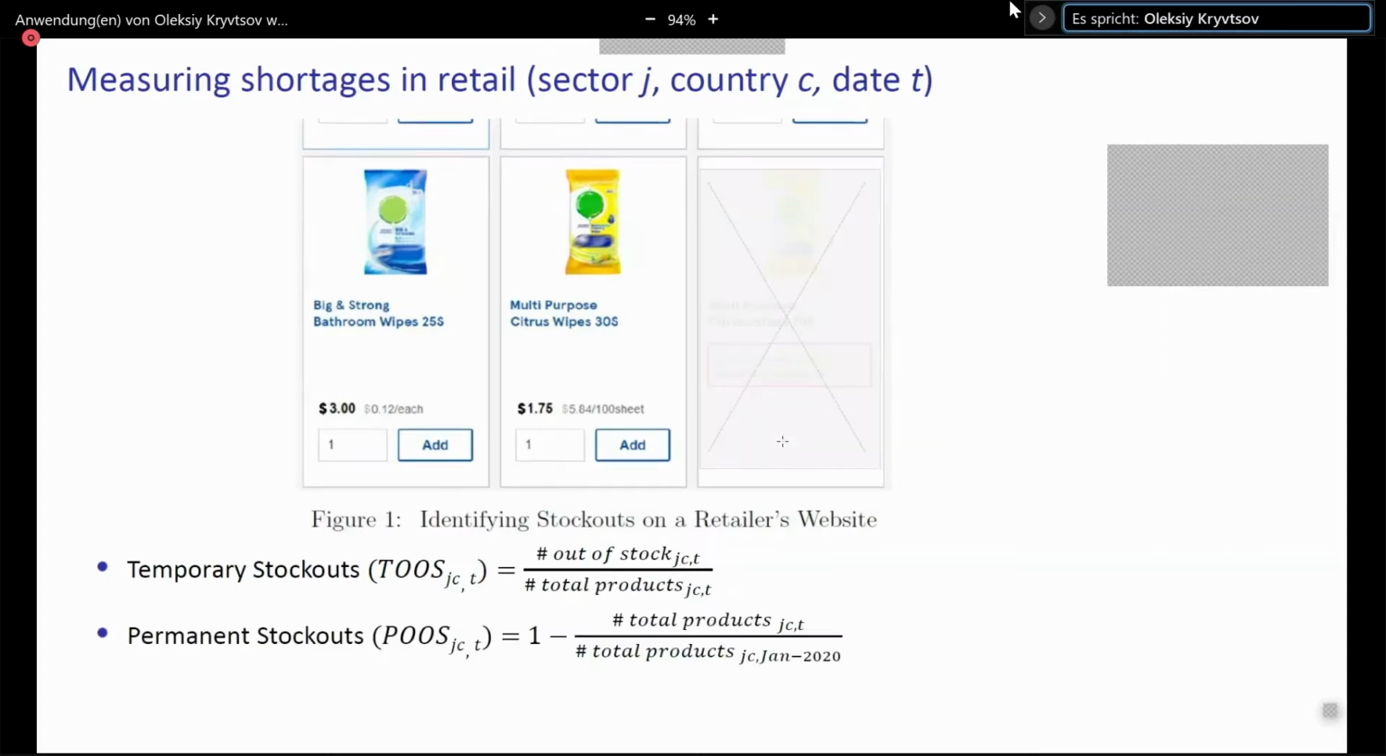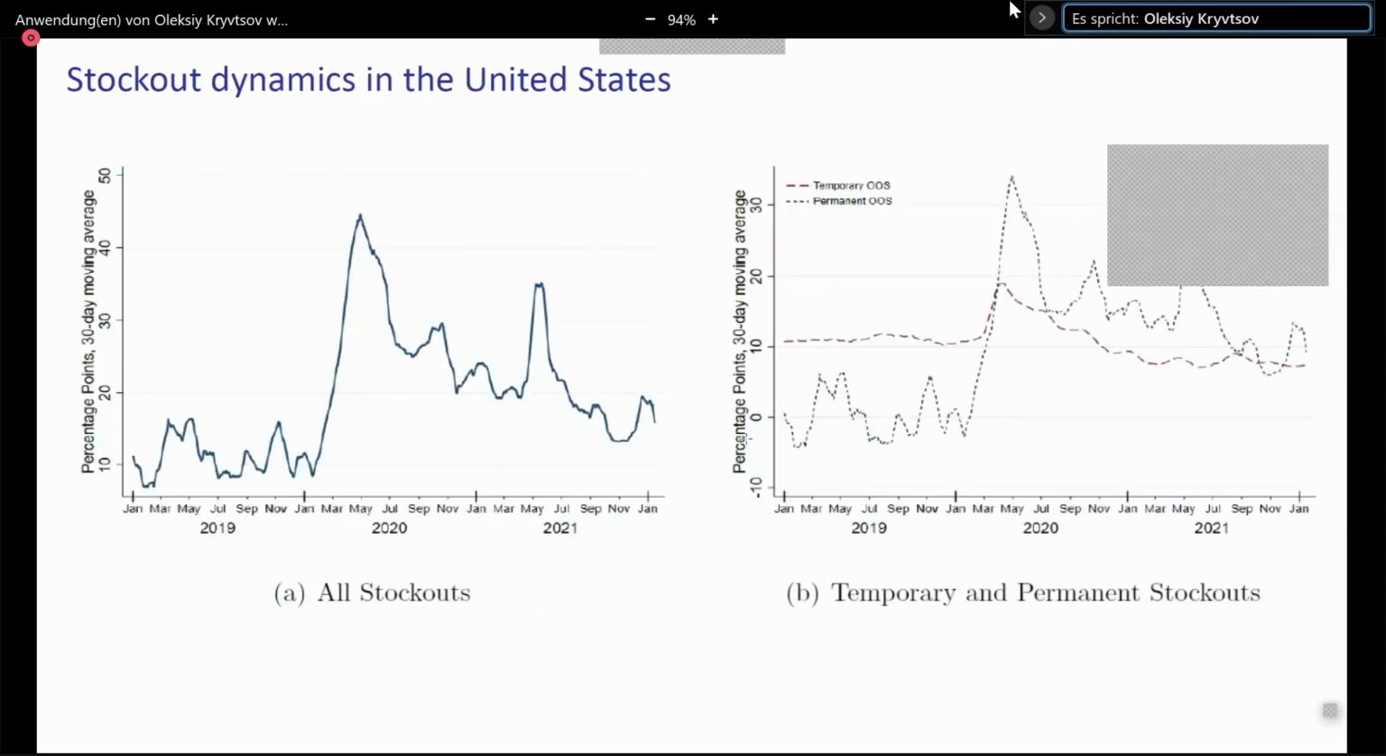There's going to be a second measure, when we recognize that sometimes retailers will take the banner out from the website altogether, and we're going to count that event as a permanent stock out. And so we're going to aggregate these measures into temporary stock out rates and permanent stock out rates. So let me quickly show you how these 2 measures look in the data.